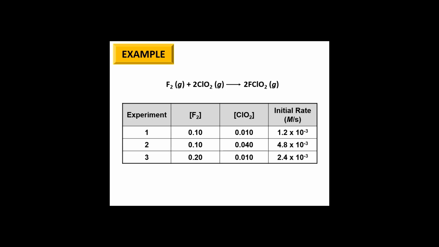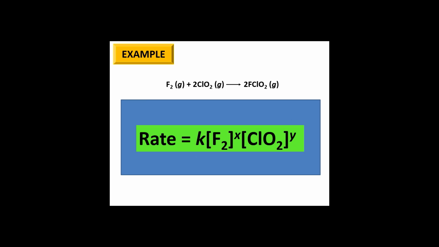Let's look at some sample data of initial rate from the reaction between fluorine and chlorine oxide and try to find the reaction order for each reactant and rate constant. From the equation we can write the rate law as rate equal to k times concentration of fluorine to the power of x times concentration of chlorine oxide to the power of y.